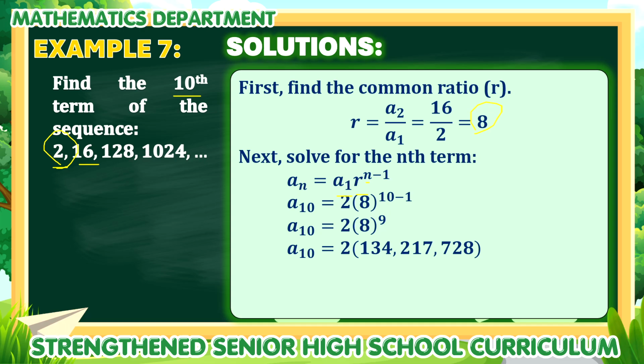134,217,728. And then after that, we'll multiply it by 2. So we will obtain 268,435,456. So that would be our 10th term.